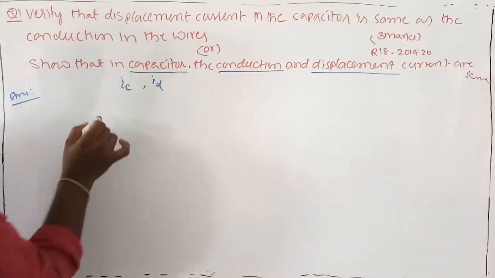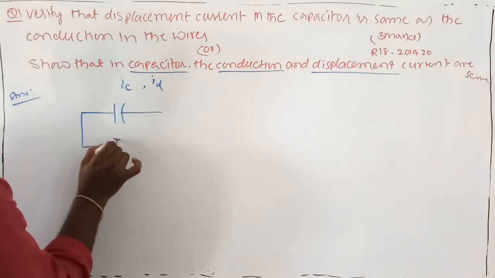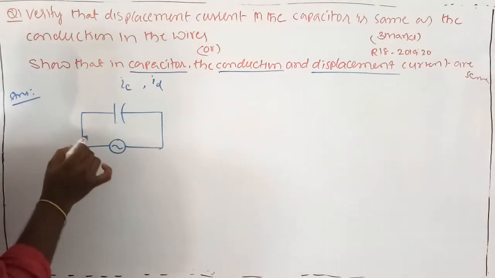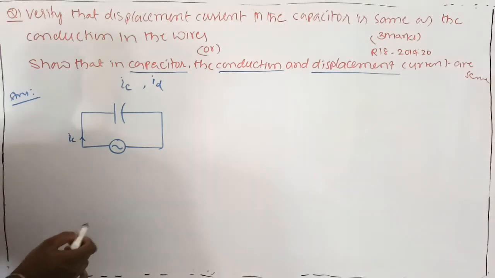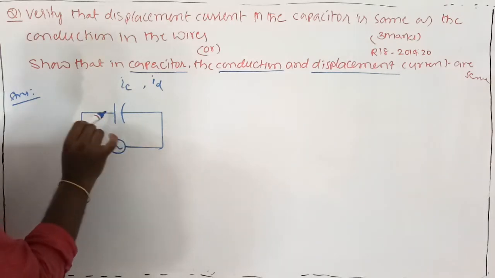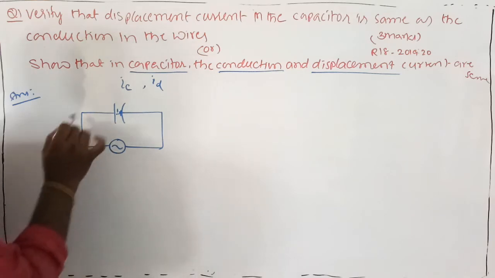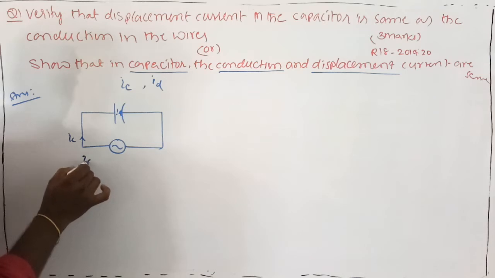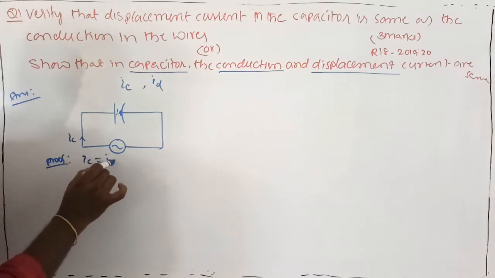So now see, just take a capacitor here and connect this capacitor to the external source. The current flowing through the wires is called your IC, and the current flowing through the capacitor is the displacement current, that is ID. As it is a series circuit, in the series circuit the two currents are same. That is what he is asking. The proof required is: show that IC is equal to ID.